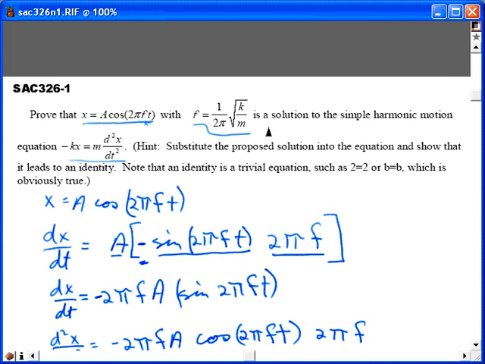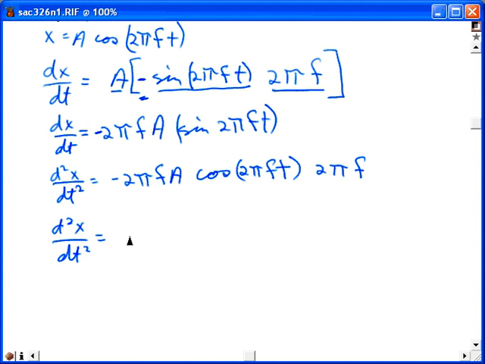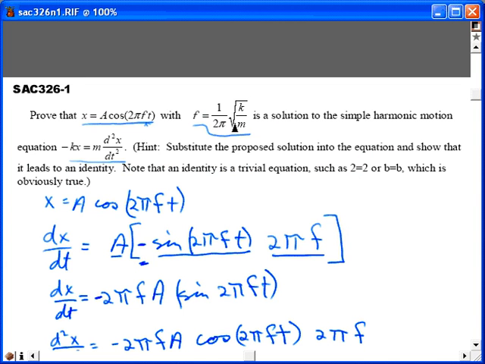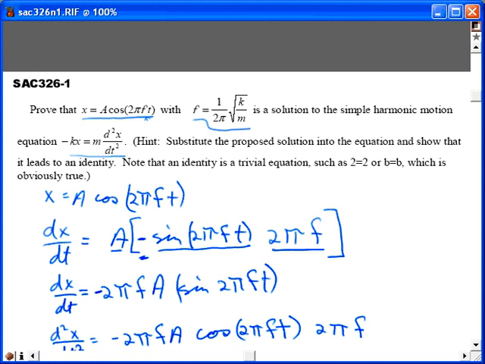Is that going to be handy? Let's leave it as minus a 2 pi squared times an f squared times a times the cosine of 2 pi ft. I was looking up there to see when I made the substitution for f what would be canceling, and I see that 2 pi over there. Alright, so now I want to substitute this expression for f into our expression for x, and then into our expression for the second derivative of x with respect to t.